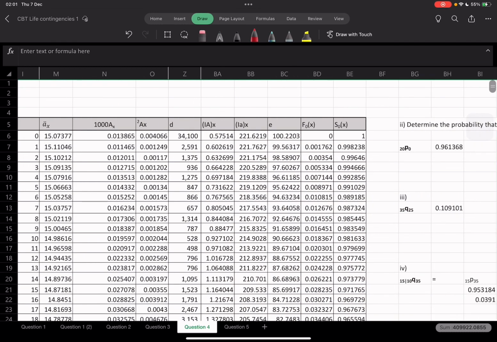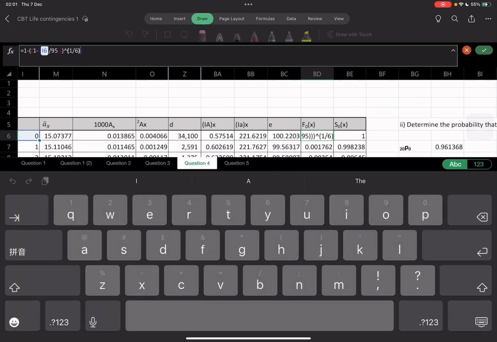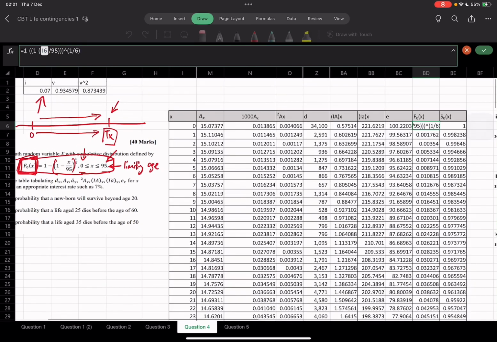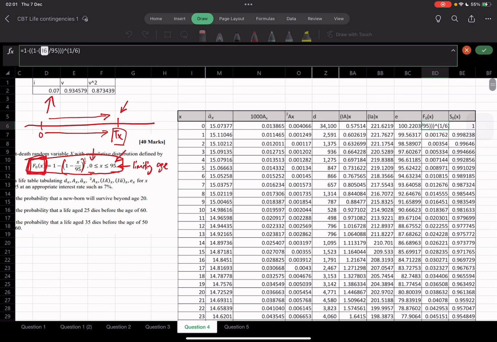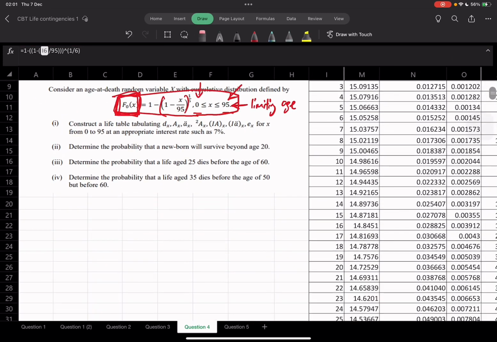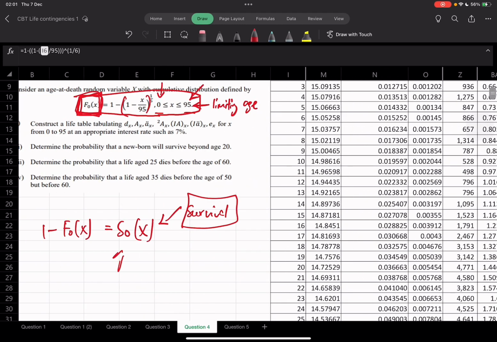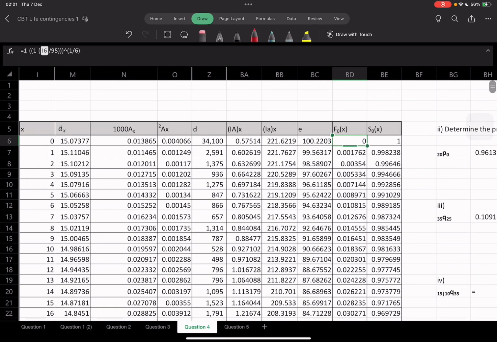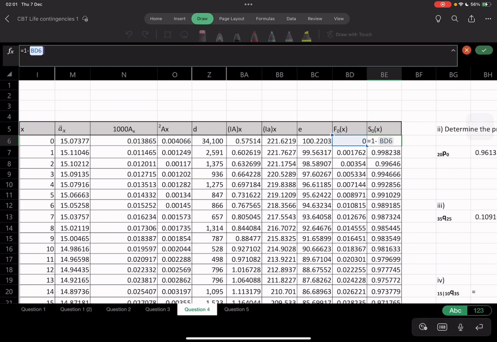We input the formula into here, and then we can calculate each year age probability of death. Next, we know that 1 minus F naught x equals S naught x. This is the survival function. To get the survival function, we can just simply do 1 minus Fx.